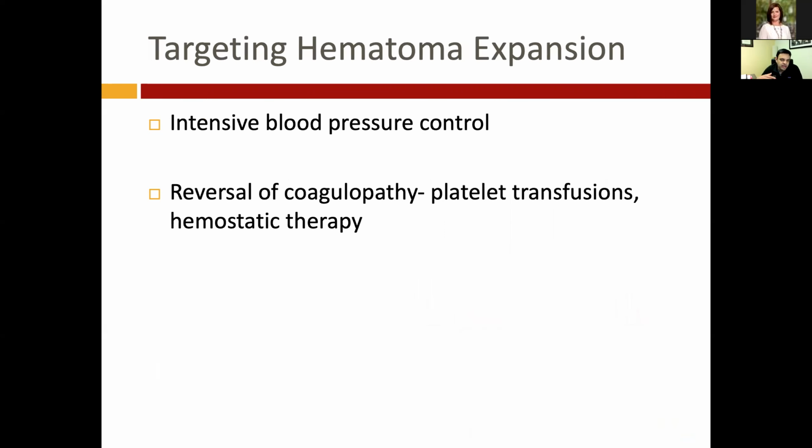So what can you do to prevent the hematoma from expanding or limit the expansion? 2 things come to mind. One is intensive or aggressive blood pressure control, and the other is reversal of coagulopathy.